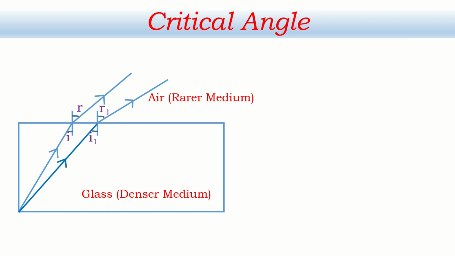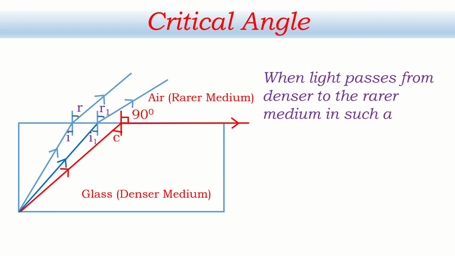This way, if we keep on increasing the angle of incidence in the denser medium, at last a condition comes when the angle of refraction becomes 90 degrees in air. At this time, the angle of incidence in the denser medium is called the critical angle and it is denoted by C. Now, how can we define this critical angle?